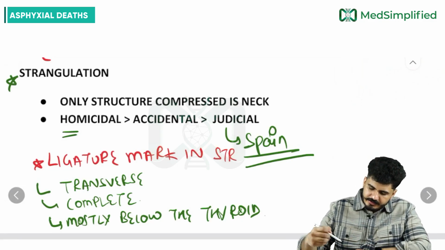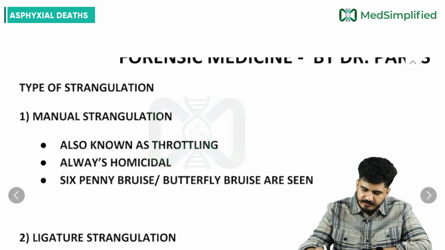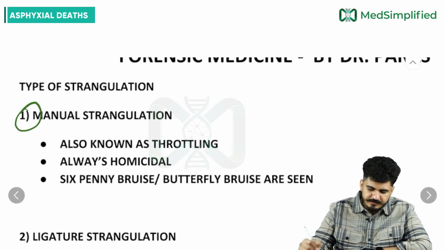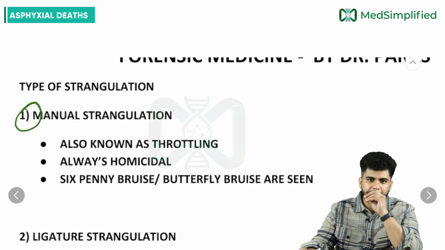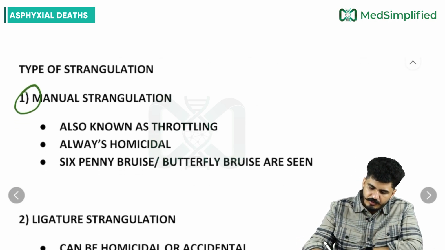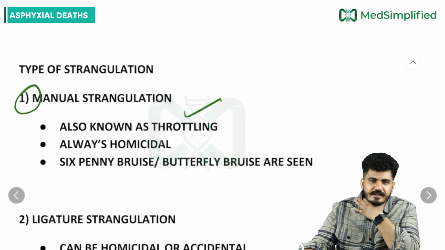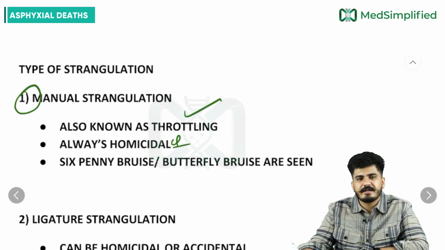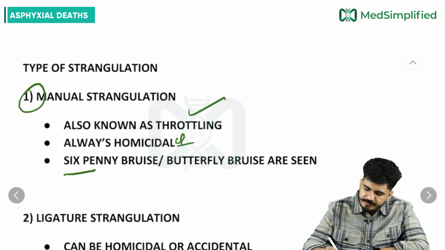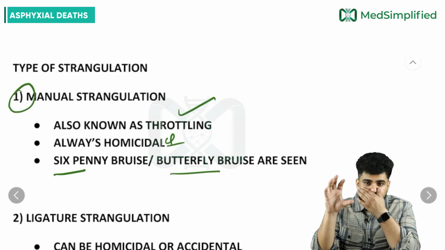Now we talk about the types of strangulation. Sir, the number one type of strangulation is manual strangulation. Someone is doing it with the help of the hand, which is also called throttling. Someone is manually strangulating you, it is also called throttling, and it is always and always homicidal. Now a six-penny bruise or butterfly bruise can be seen.